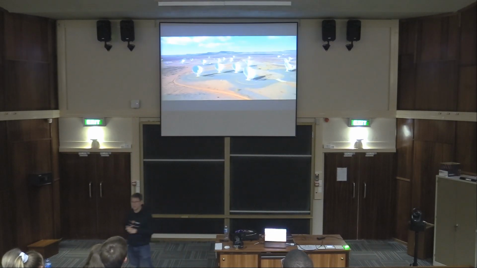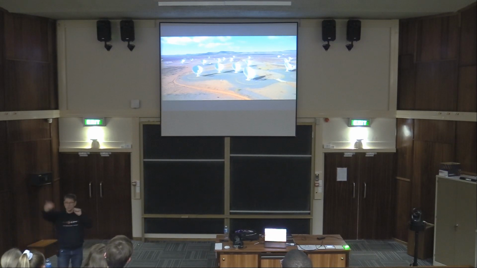So this is the MeerKAT. This is a 64-dish radio telescope north of Cape Town, a few hundred kilometres. It's in a kind of very dry part of South Africa. I think it's about 1 kilometre above sea level. And these 64 dishes usually all look in the same direction at the same time.